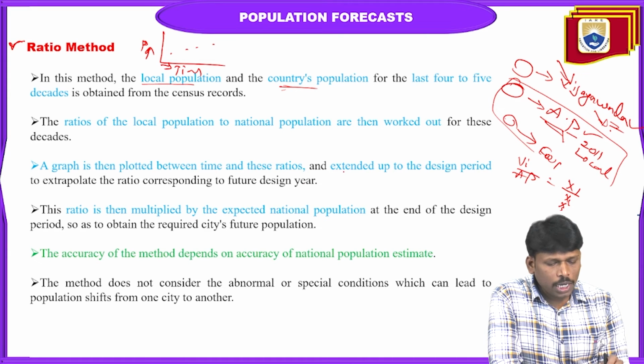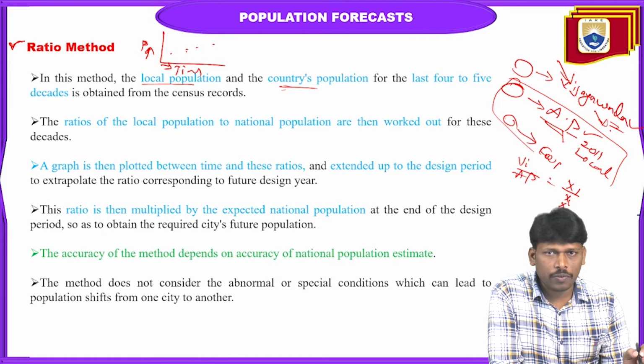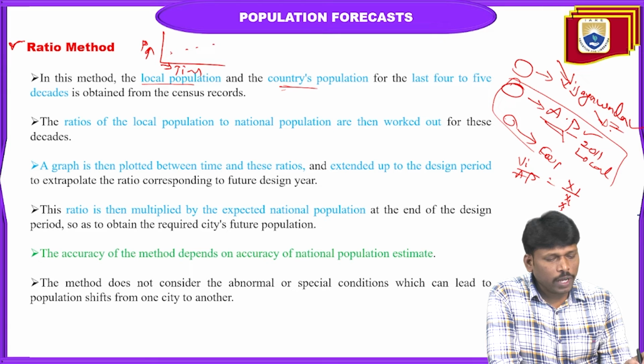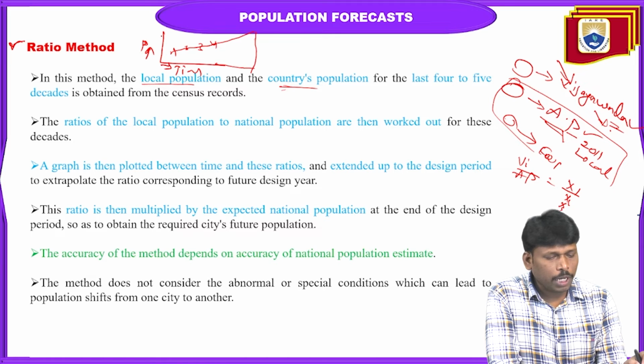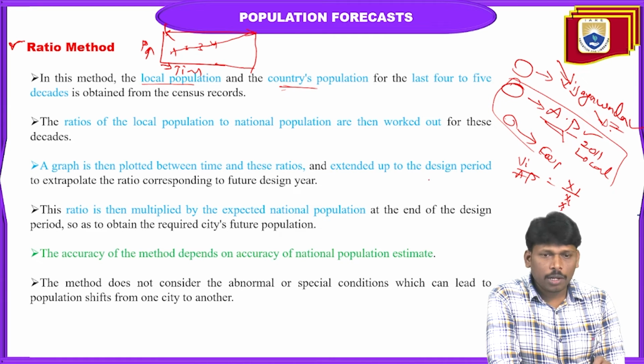Then smoothly extend up to the design period, as we discussed in the previous method, that is, the graphical method. So these are the known values. You take 1, 2, 3, 4 as the known decades, and then we smoothly extend this graph like this. When time goes to our design period, this is the maximum population according to this method. So we simply extend it up to the design period.